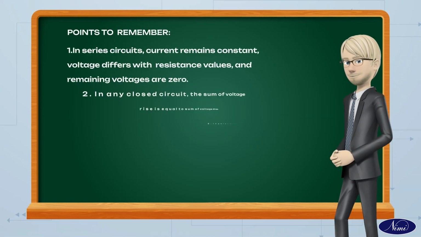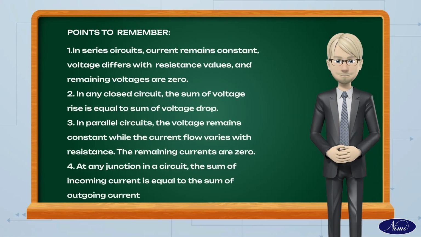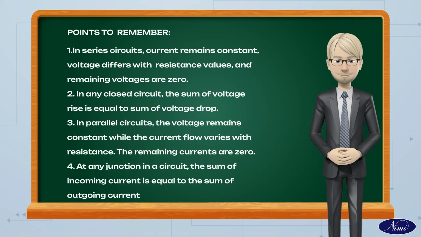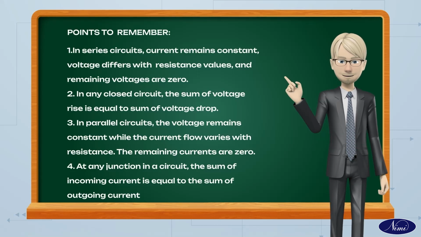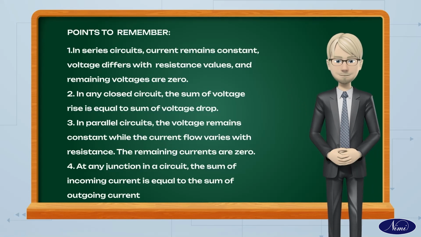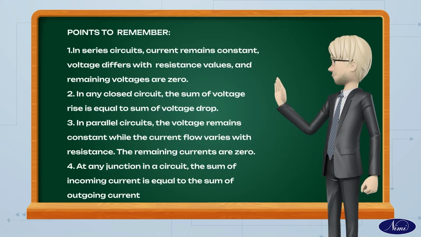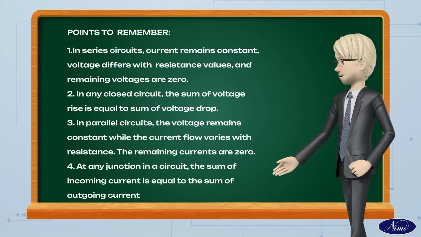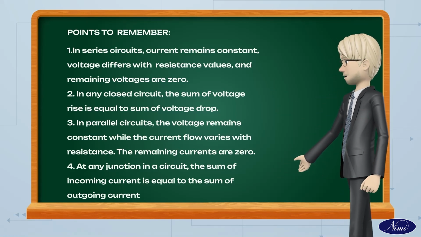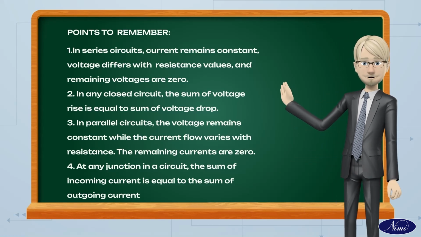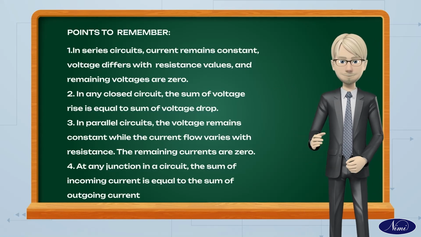In series circuits, current remains constant, voltage differs based on resistance values, and the remaining voltages are zero. In any closed circuit, the sum of voltage rise is equal to the sum of voltage drop. In parallel circuits, the voltage remains constant while the current flow varies with resistance. The remaining currents are zero. At any junction in a circuit, the sum of incoming current is equal to the sum of outgoing current.